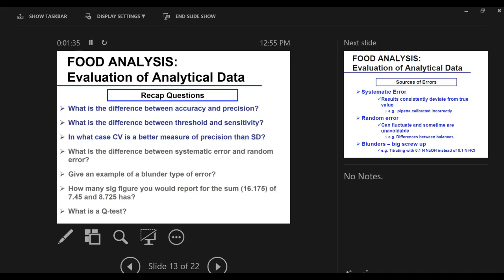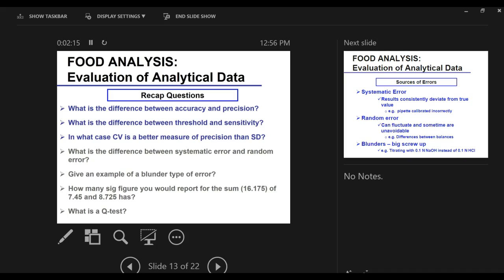In what case is coefficient of variation a better measure of precision than standard deviation? When do we rely more on coefficient of variation and why? Do you remember what is coefficient of variation in terms of your equation? Coefficient of variation equals? You can look back at your notes. Michelle. Yeah, standard deviation divided by the mean. So yes, coefficient of variation is the standard deviation divided by the mean.